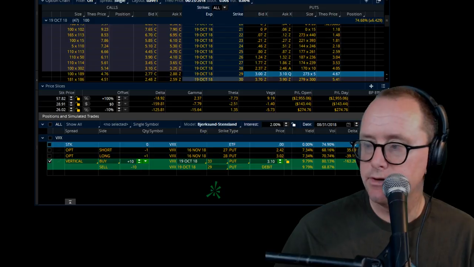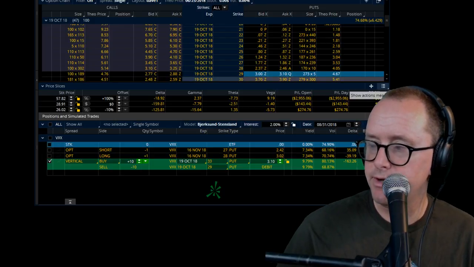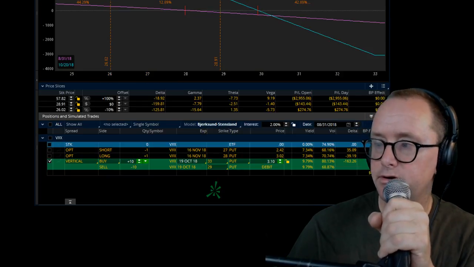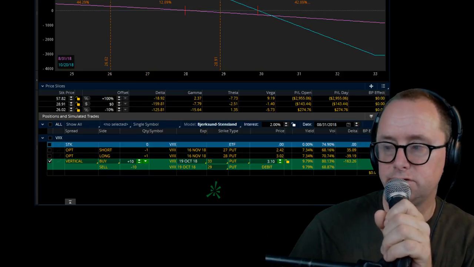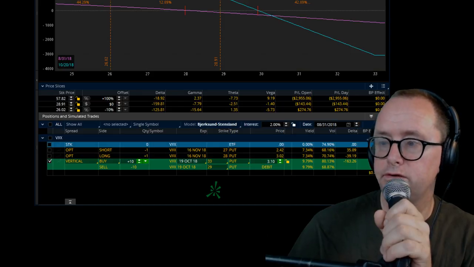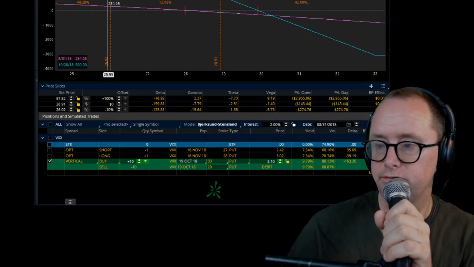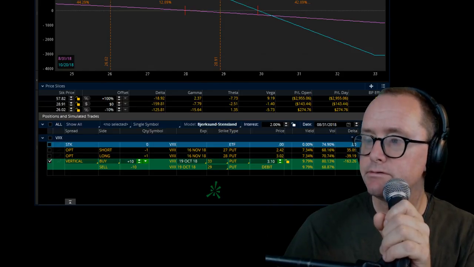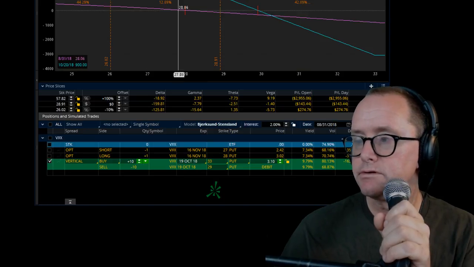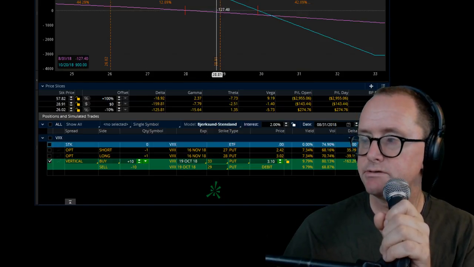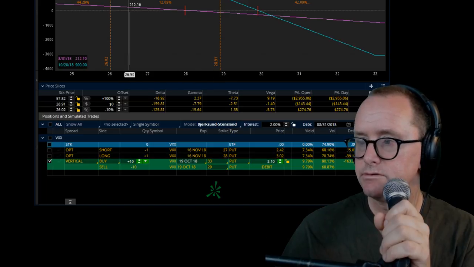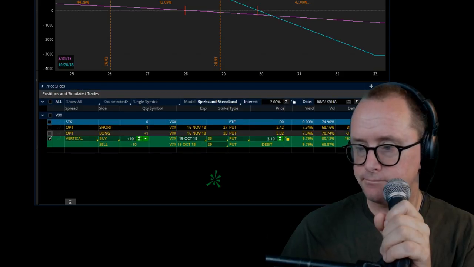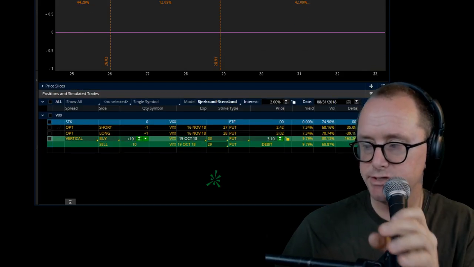Okay, so if we move the price down a little bit, we can go to the risk profile here. This is going to show us what this will be worth at different prices. Okay, so let's see. Maybe this isn't the best way of showing it. This is going to show your P&L, but it doesn't actually show what the spread is worth.